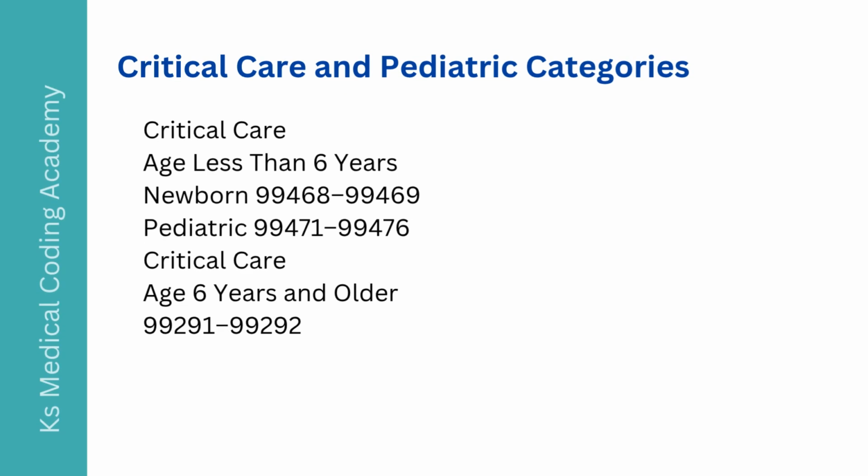Critical care services have different CPT code ranges based on the patient's age. Separate codes are available for newborns, pediatric patients, and patients 6 years of age and older. Always verify the patient's age before selecting a critical care code because age directly affects code selection.